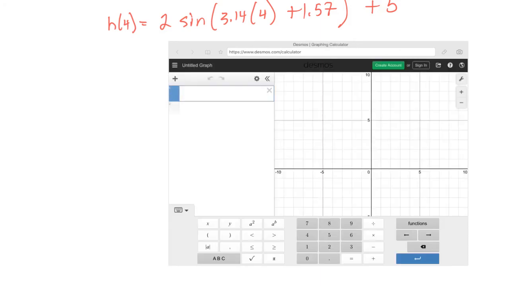Okay, so 2, and I think decimals is automatically in radians. I could probably check that, but if my number comes out goofy, I'll check. Okay, 3.14 times 4 plus 1.57 bracket. All the brackets in the right spot, good, plus 5. There we go. Interesting. 6.99 or about 7.